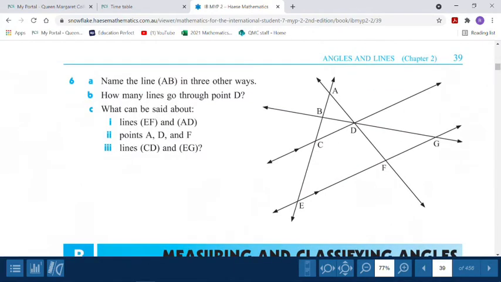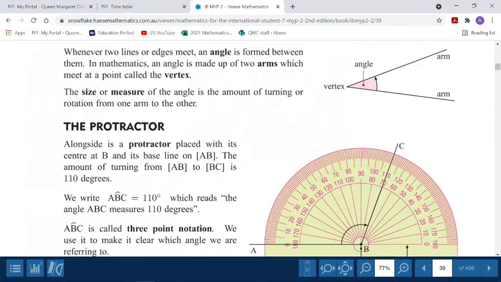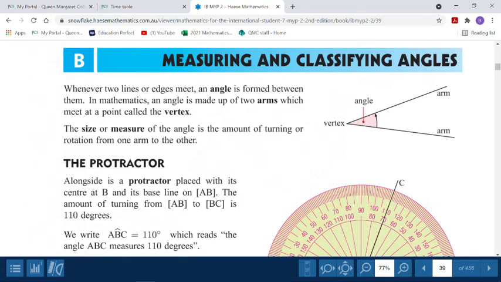So, you're going to be working through some of those, talking through those. But before we do, we're going to move on a little bit and talk about measuring and classifying angles. One of the biggest sections of this lesson is going to be about angles. So pay attention. Come on.